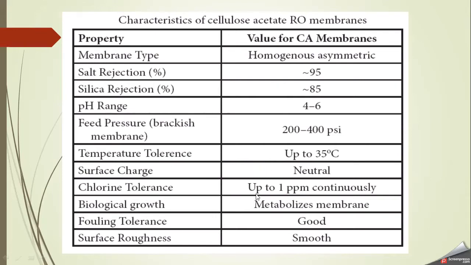Chlorine tolerance up to 1 ppm, good. Biological growth, metabolized membrane. So fouling tolerance good, and surface roughness smooth. So these are some advantages and some disadvantages of this membrane, and these are summarized in this table.